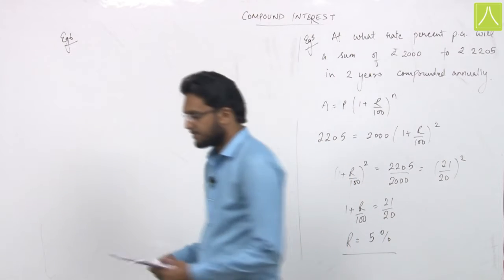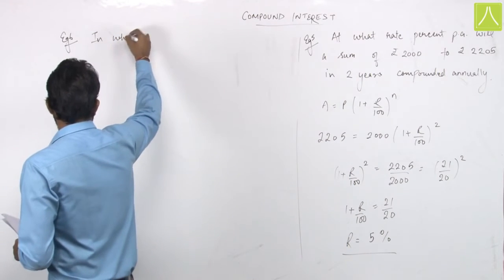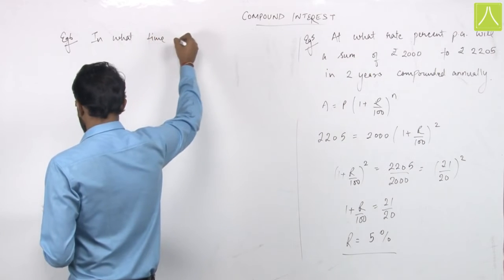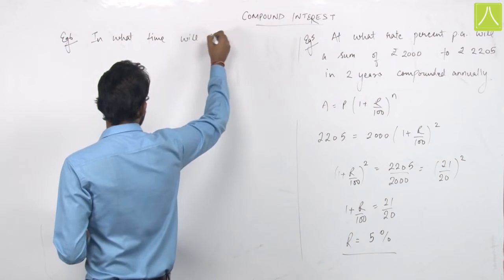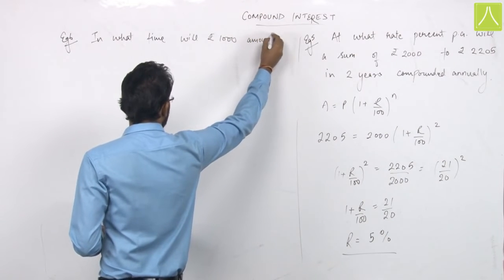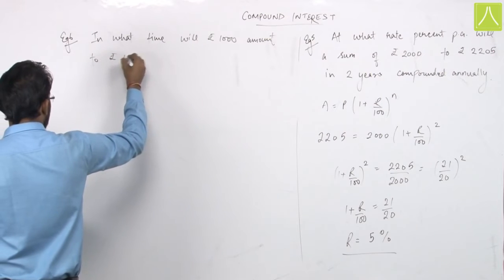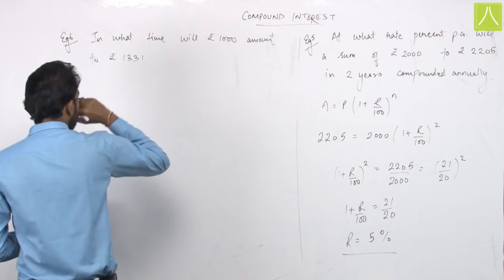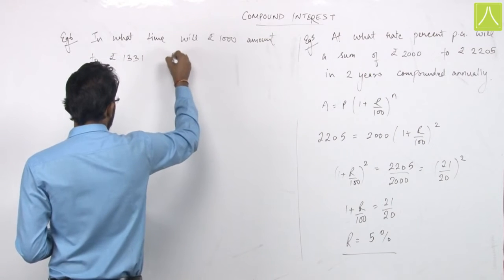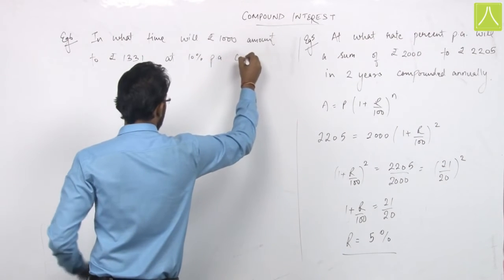Let us see another example. In what time will rupees 1000 amount to rupees 1331 at 10% per annum compounded annually?